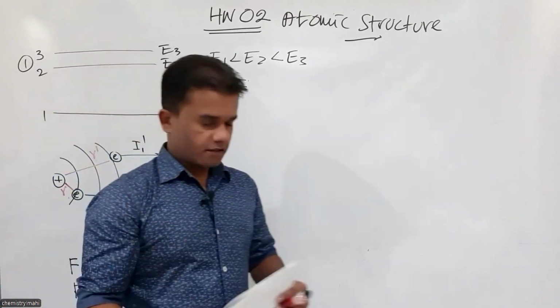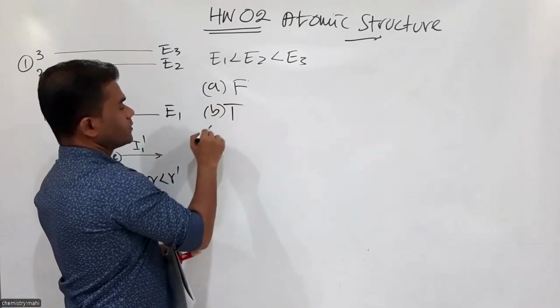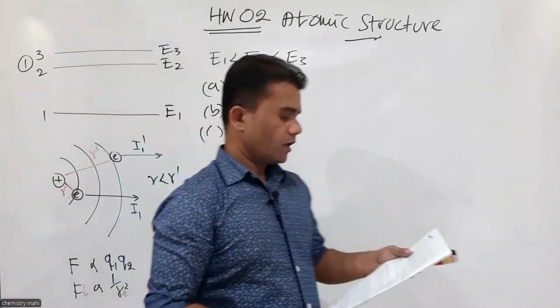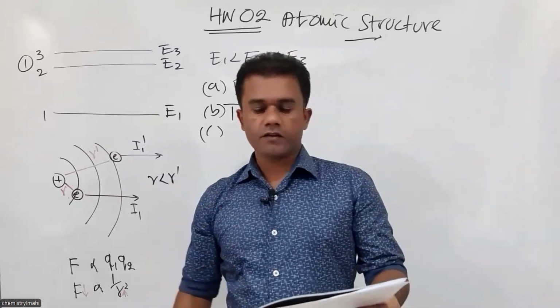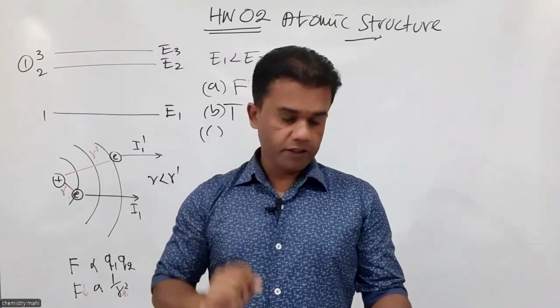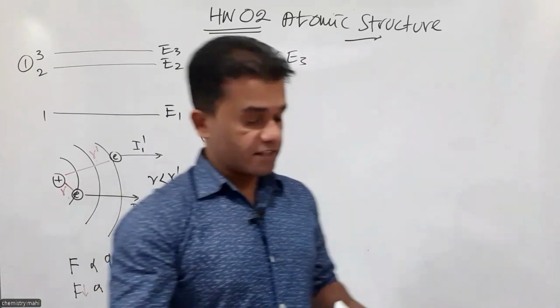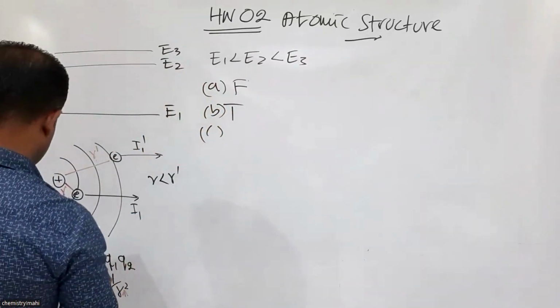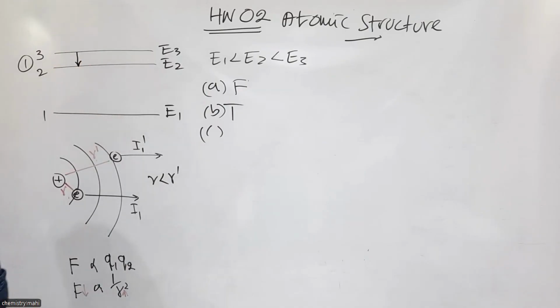Yeah, the distance is large. Then B is true. Then what about C? The wavelength of light emitted if an electron jumps from the third energy level to the second energy level is shorter than the wavelength of light emitted if the electron falls from the third energy level to the first energy level. The first transition given is 3 to 2.